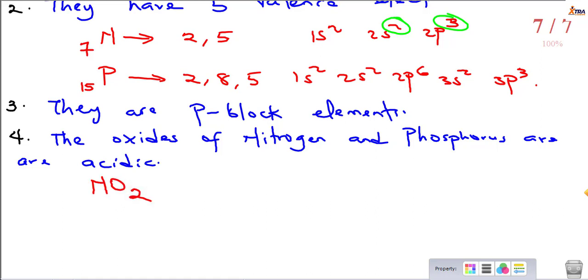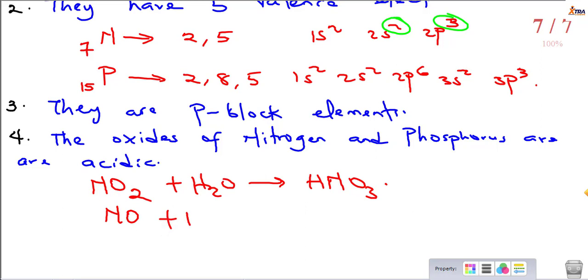Now, what is the oxide of nitrogen? This is a stable oxide of nitrogen, NO2. Upon addition of water to this, what does it give us? It gives us HNO3, right? This is an acid. Just the same way NO plus H2O gives us HNO2, which is also an acid. So it means NO2 and NO are acid anhydrides. It means they're acidic. What about for phosphorus?